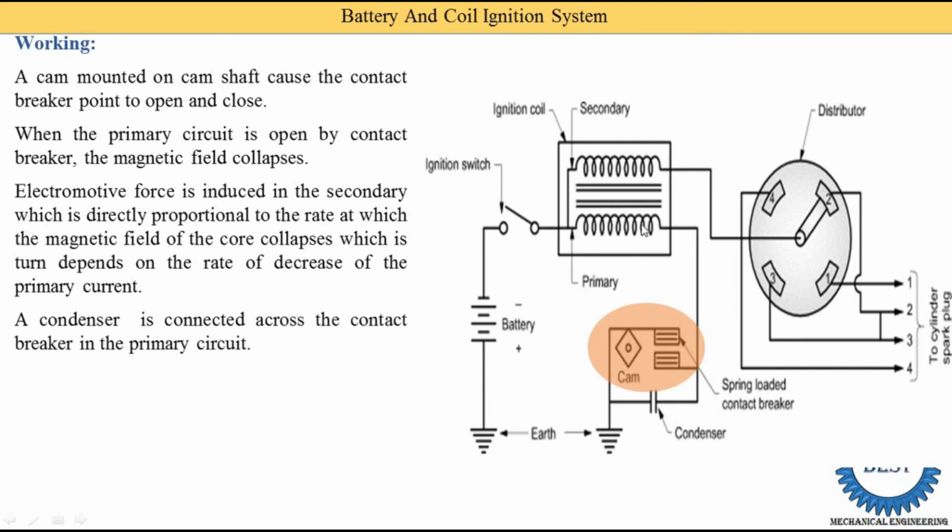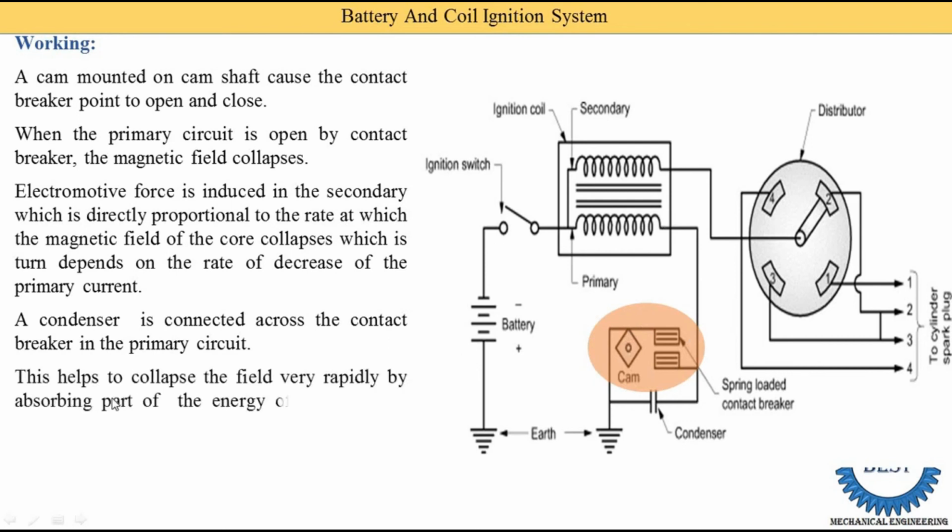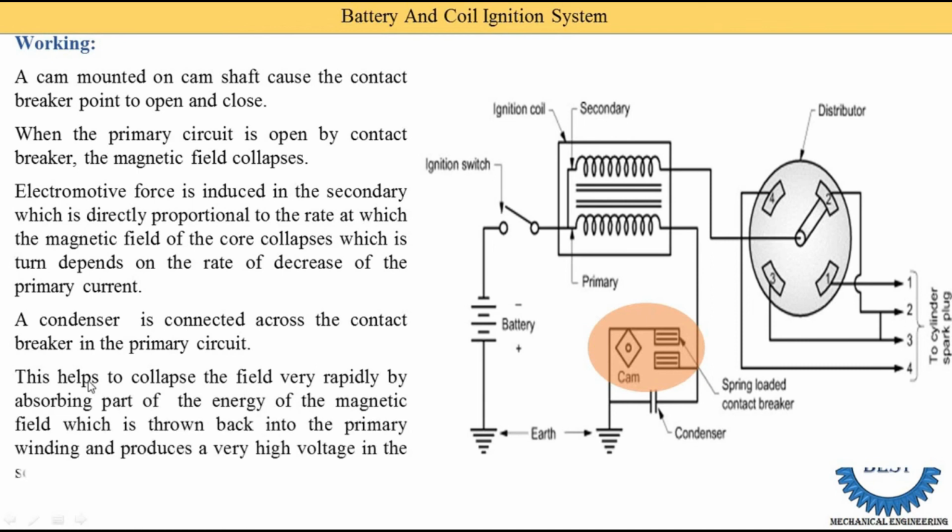So here this is the primary circuit. With the primary circuit, this contact breaker is connected and the condenser is also connected. This helps to collapse the field very rapidly. The condenser helps to collapse the field very rapidly by absorbing part of the energy of the magnetic field, which is thrown back into the primary winding and produces a very high voltage in the secondary.